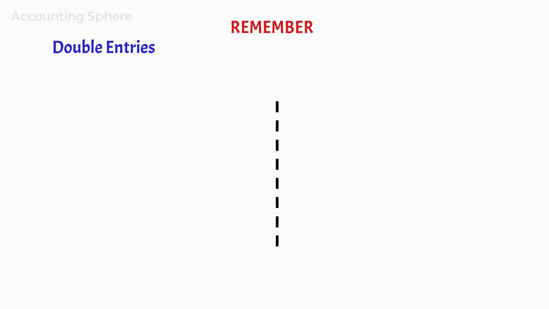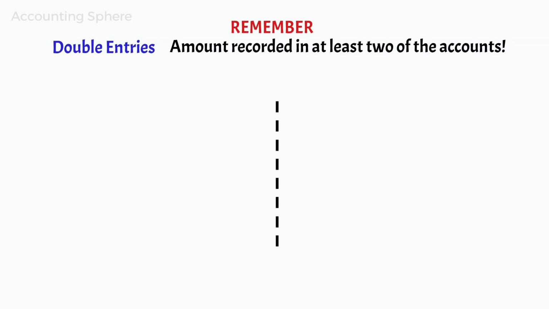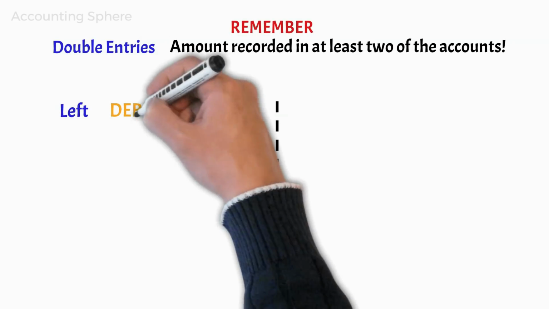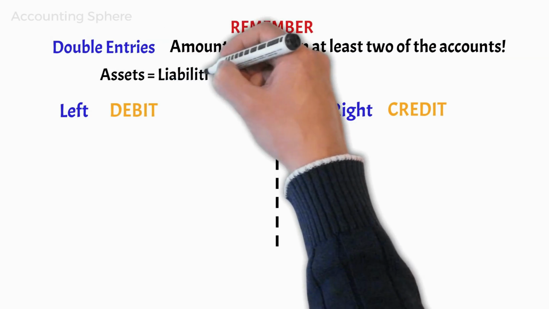The double entry system demands the transaction's dollar figure to be entered on the left side of one account and the right side of another account. Rather than the word left, accountants use the term debit, and instead of the word right, they use the term credit. Following this logic, you ask yourself, how do you know which accounts you should debit or which accounts you should credit? For that, you need to look at the following equation.